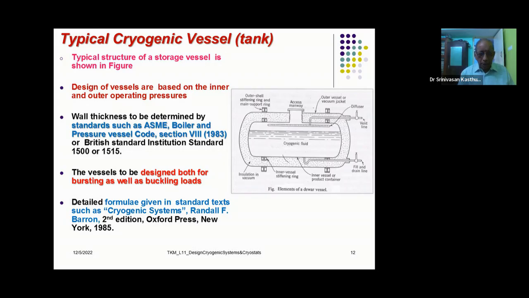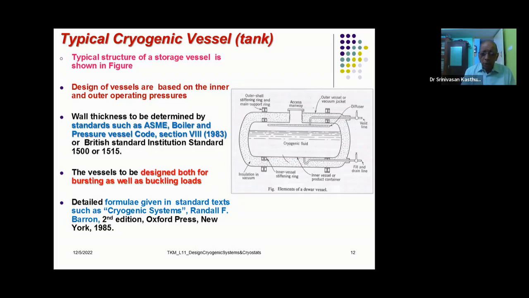Okay. All the design formulas are given in the cryogenic system books, in the mini cryogenic system books, and particularly the book by Randall F. Barron. And that book is also named Cryogenic Systems. It's a second edition, Oxford Press, New York, 1985.